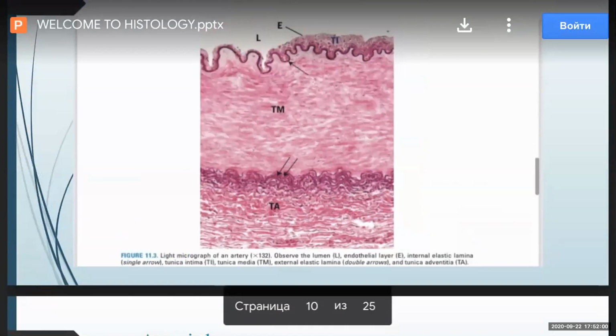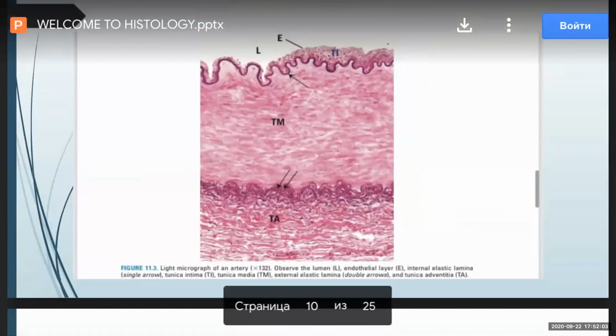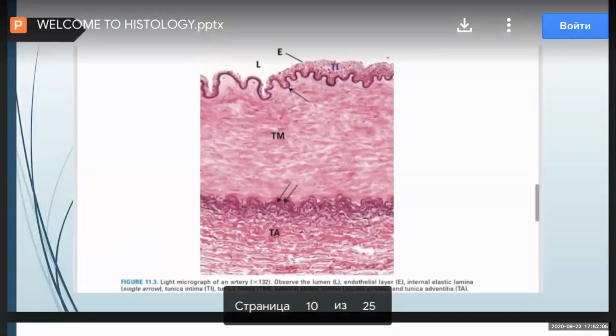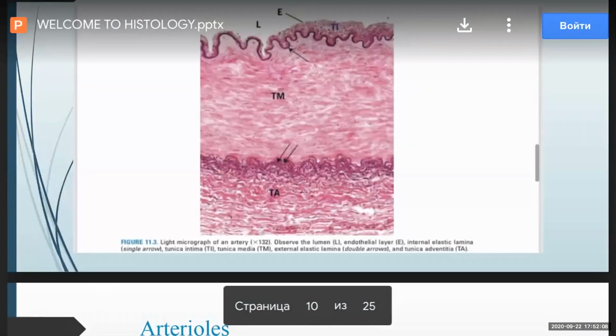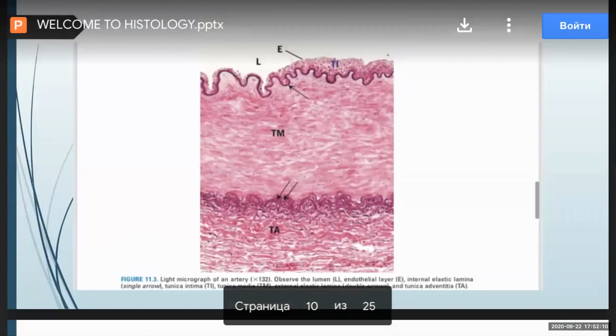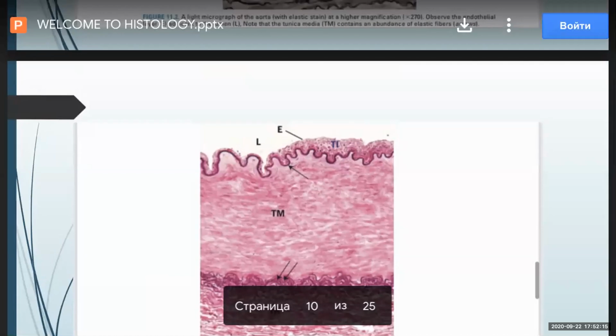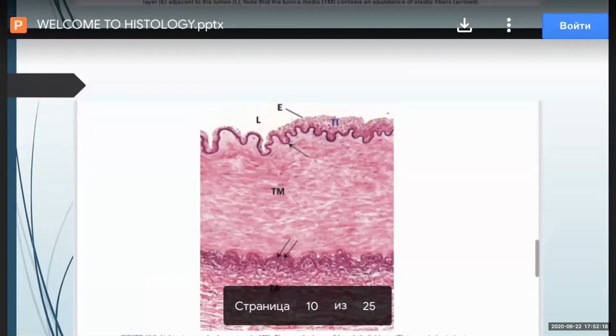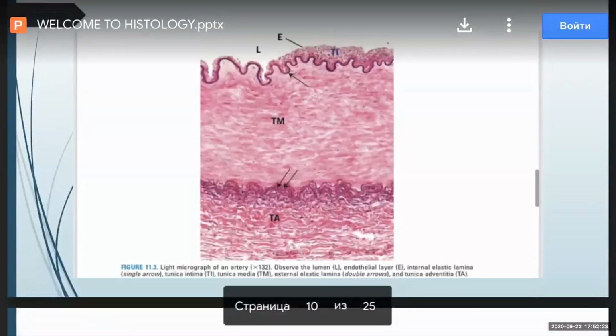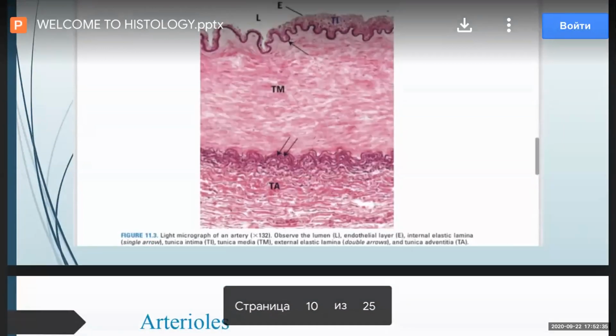And this one is also for arteries. So here we now see the lumen. As I said, it will always be outside. We see here the tunica adventitia, we see here the tunica media, and we see here the tunica intima. Good. This has three layers.